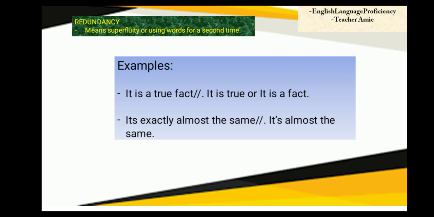Another thing, it's exactly almost the same. So, pwede mo naman siyang sabihin it's the same because exactly almost the same, that is already a redundancy. For example, it is a free gift. When you say a gift, it is free. So, pwede mo na lang sabihin it is a gift or it is free. And do not mention free anymore kapag minention mo na yung gift because that is redundancy. Ayan.